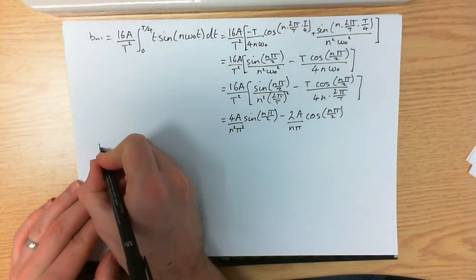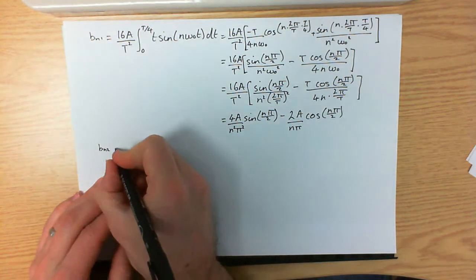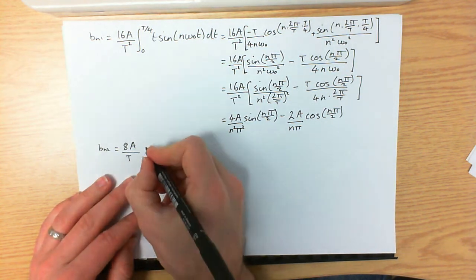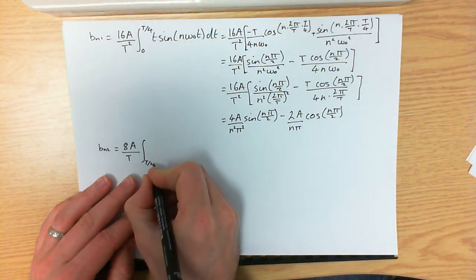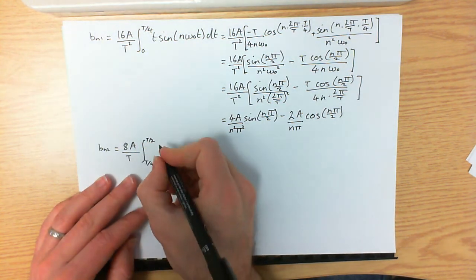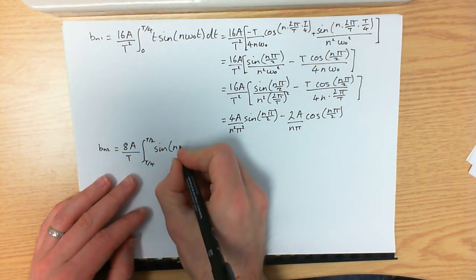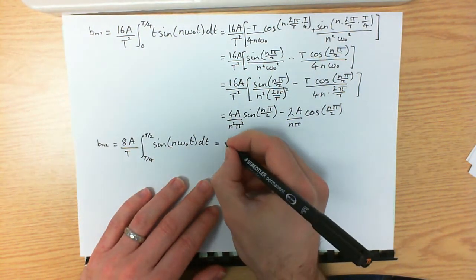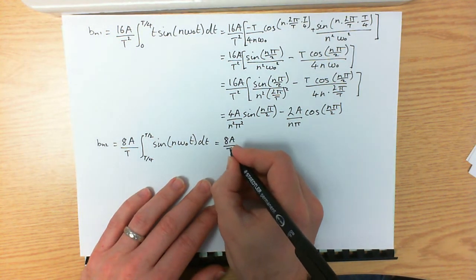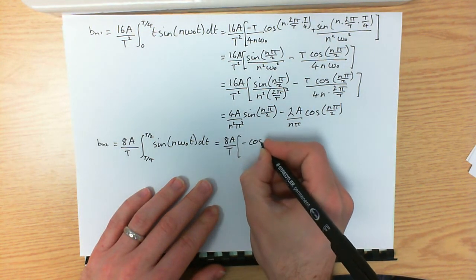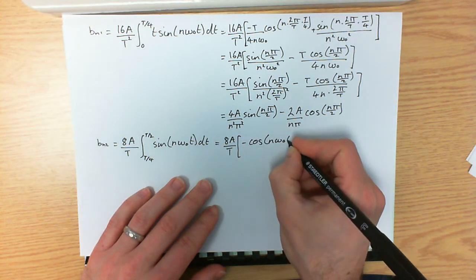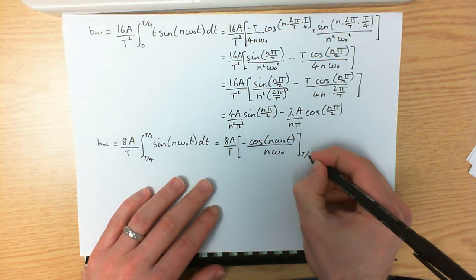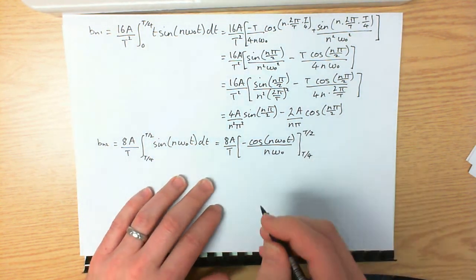So bn2, well, this one was the relatively easy one, because that's an easy integral. So reminding ourselves of that, it's 8a over T integral from T over 4 to T over 2. Oh, and that's just an integration of sine, so that's easy. So what we get is 8a over T times minus cos n omega naught t over n omega naught between the limits T over 4 to T over 2.